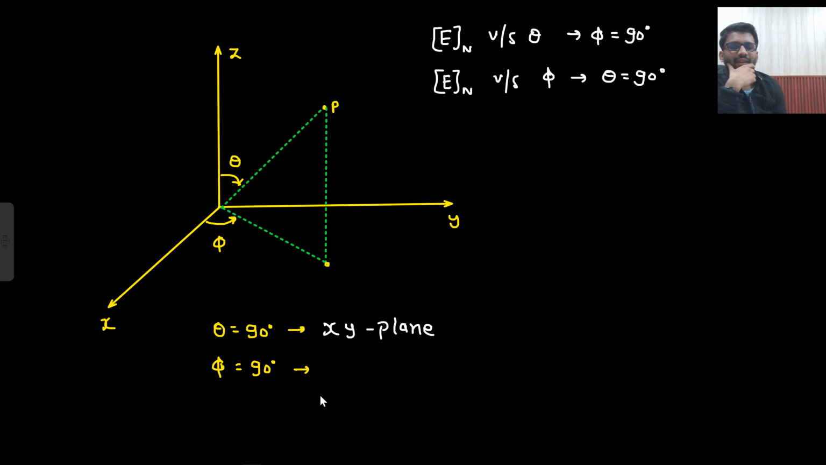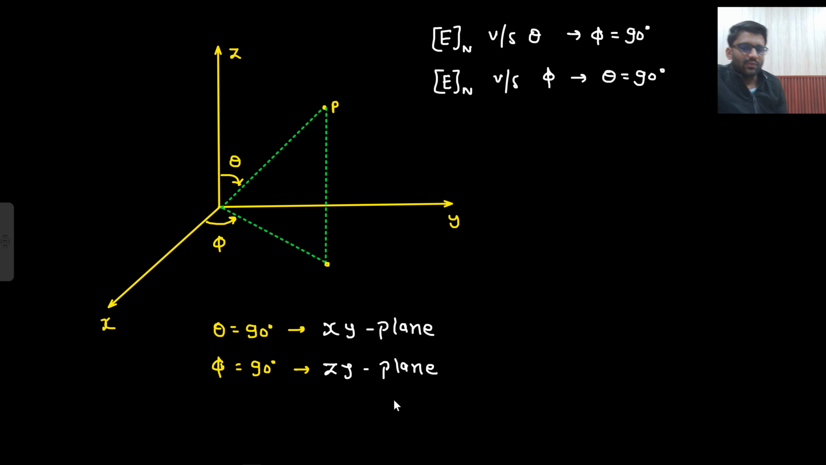What about phi equals 90 degree? What is your phi equals 90 degree? From the x axis I need to go 90 degree angle. That means I am reaching the zy plane. Phi equals 90 degree is my zy plane. Do you agree to this point or not?